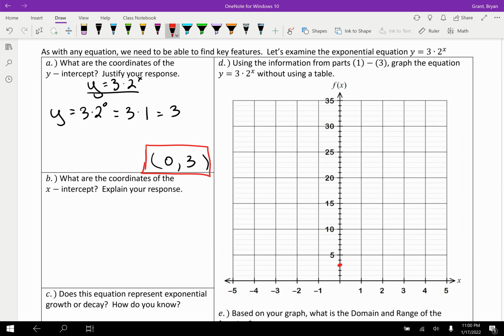Alright, let's do the coordinates of the x-intercept. So we're going to do the same thing up above, except now we know that the y has to be 0. I want to move left or right some amount, but I don't want to move up or down. We're going to take that same equation, y equals 3 times 2 to the x, but now instead of replacing x with 0, we're going to replace y with 0. So 0 equals 3 times 2 to the x.